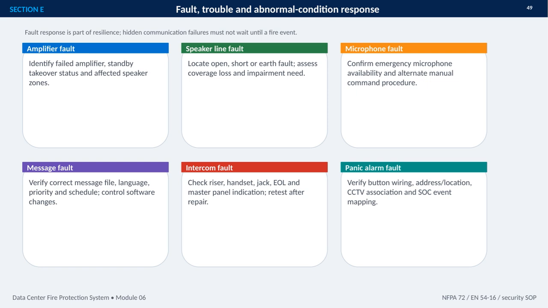Message faults require verification of the correct file, language, priority, and schedule, with changes to control software managed carefully. For intercom faults, I check the riser, handset, jack, end-of-line device, and master panel indication, then retest after repair. Finally, panic alarm faults require checks of wiring, location, CCTV association, and security operations center event mapping, in line with the applicable standards and security procedures.